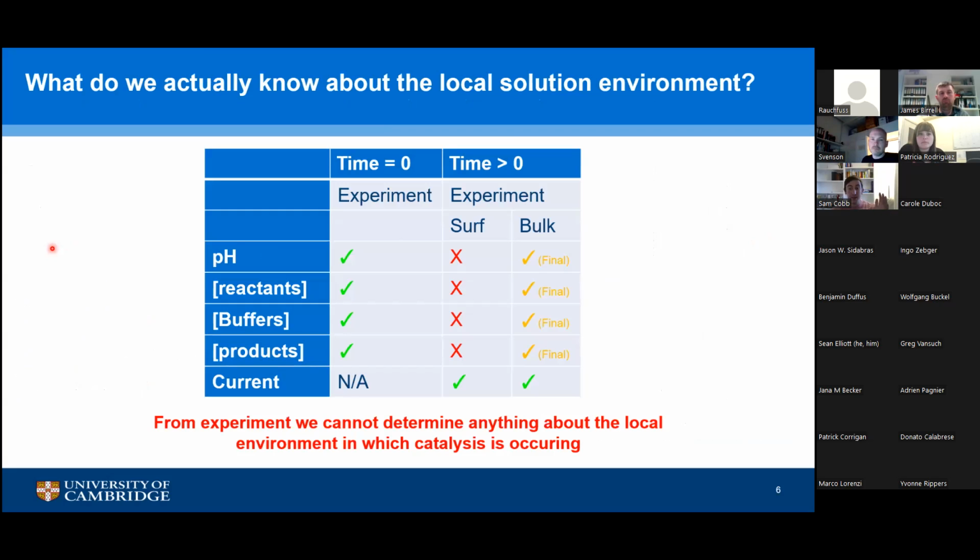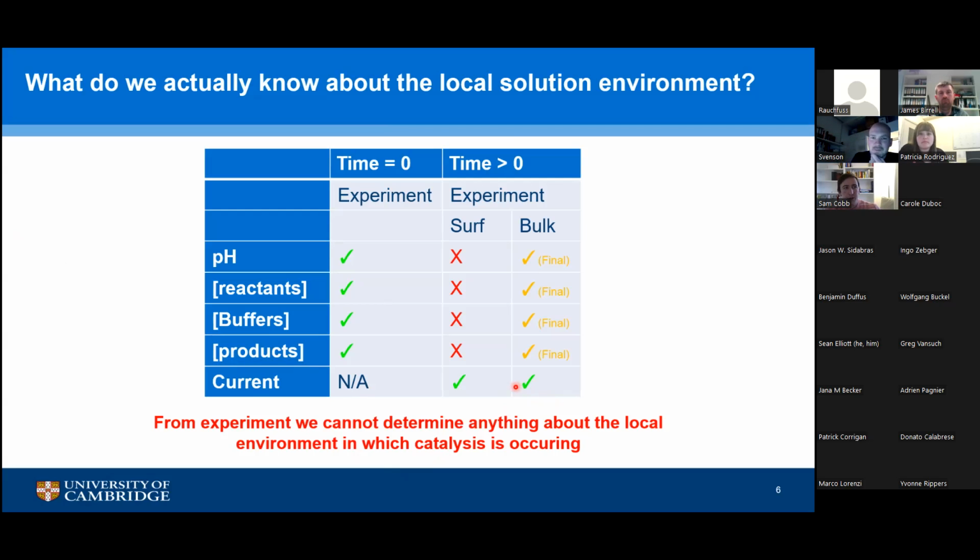We know what the system is at time zero because we made it. We've got a solution of a known pH, reactant, buffers. We understand all this because we put them there. Then we turn our current on and we start doing an experiment, and we lose all our information about what's happening locally because we start doing a reaction and driving local environments. So therefore, our only metric as we go through the experiment pretty much is current. You can do some spectroelectrochemistry on very simple flat surfaces, but in a big complex porous system, it's slightly beyond our scope to really understand with good resolution what's actually happening at that surface. The only thing we have is bulk measurements at the end.